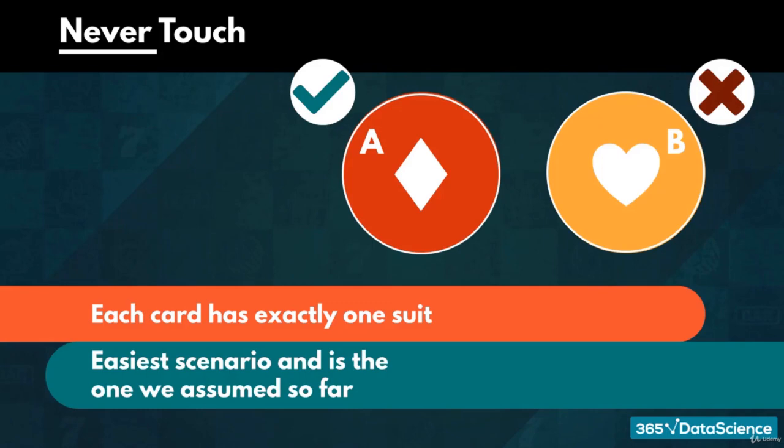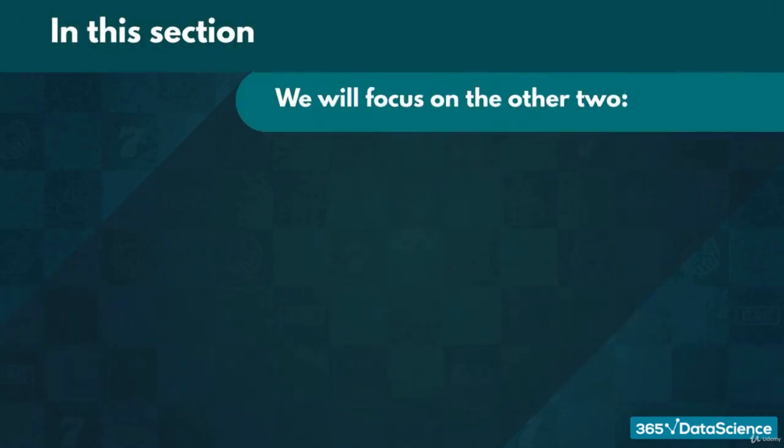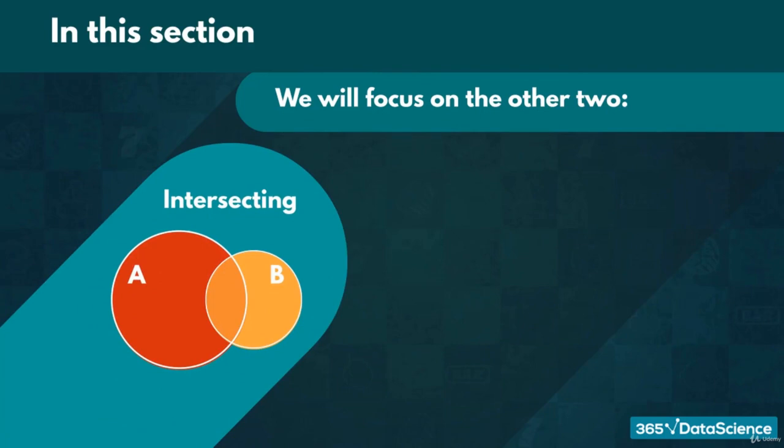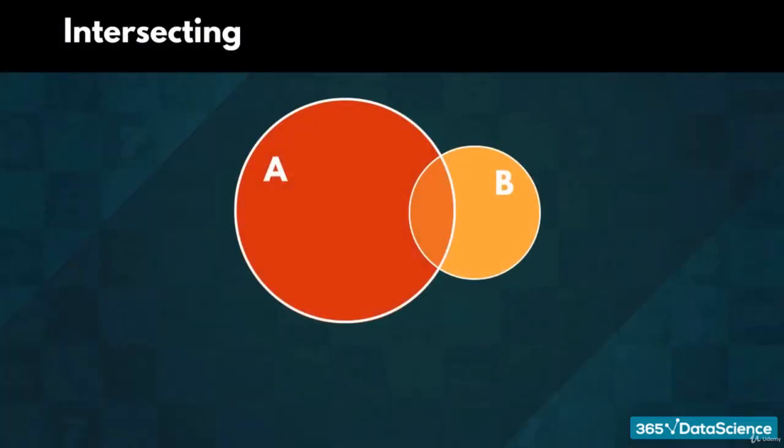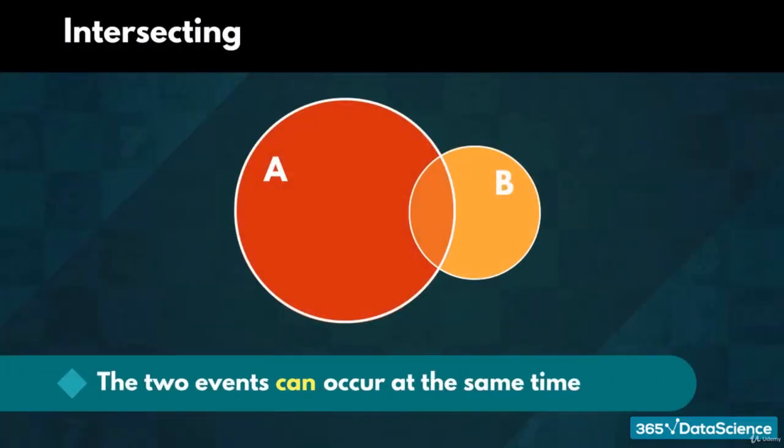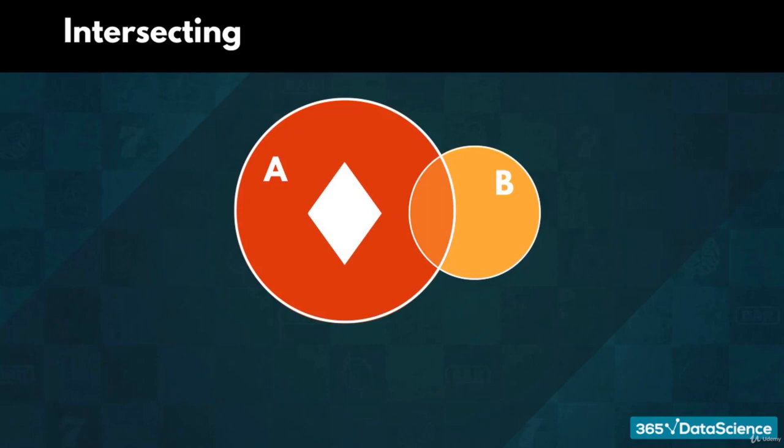In this section, though, we will focus on the other two, when they are intersecting, or when one is a subset of the other. Now, if these circles intersect, it means that the two events can occur at the same time. Imagine we draw a card from a standard deck of playing cards. Event A is drawing a diamond, and event B is drawing a queen. The area where they intersect will be represented solely by the queen of diamonds.